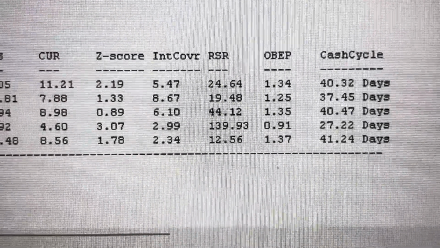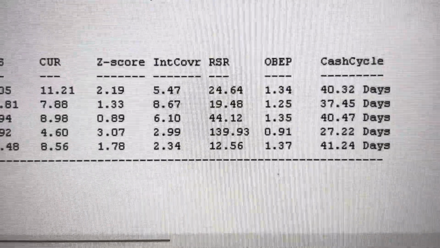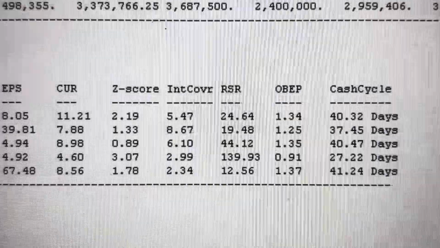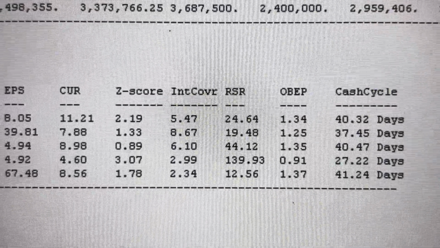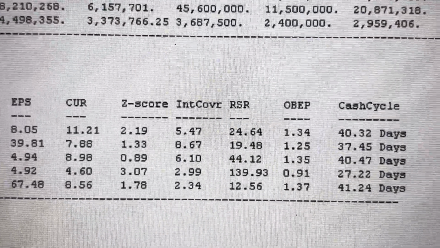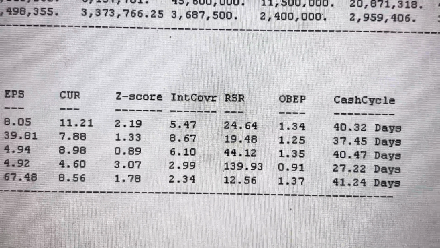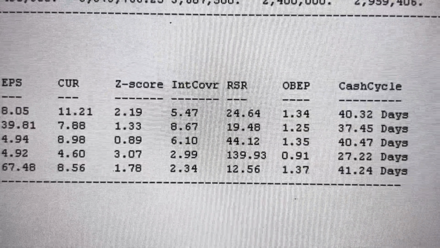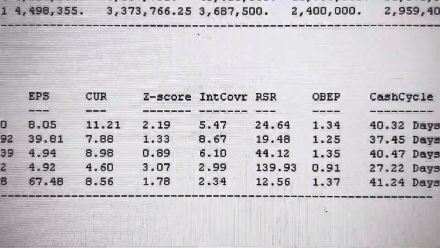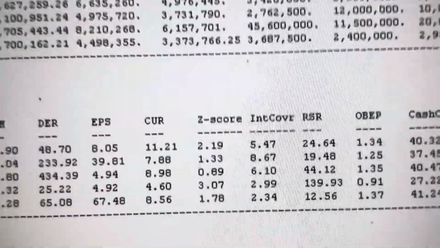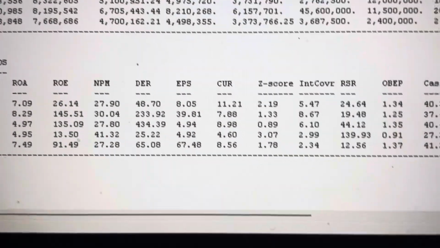From what you can see, the one that has the longest cash cycle is the last one, that is company 5, firm 5. And the one that has the shortest is company 4, that's firm 4, 27.22 days, which means that the credit management must be excellent for that company. So that is about ratio analysis, and I think it's a good one.